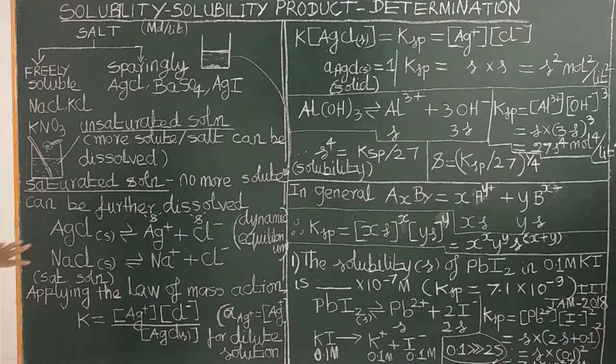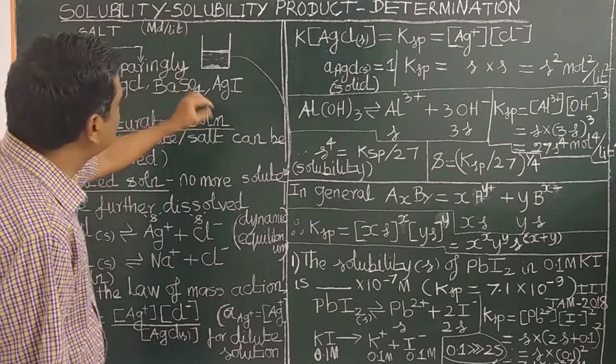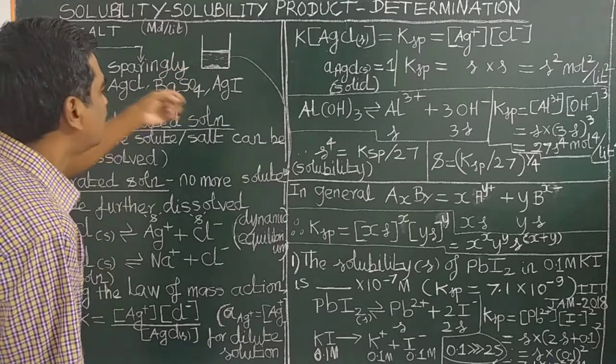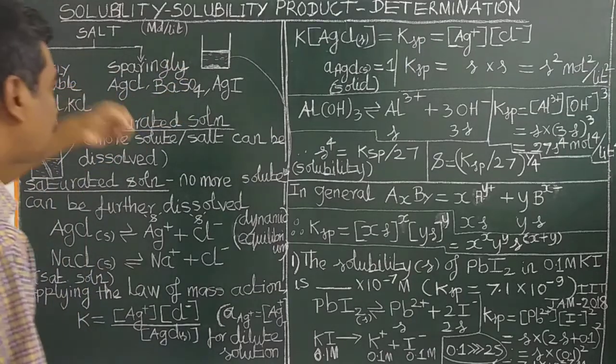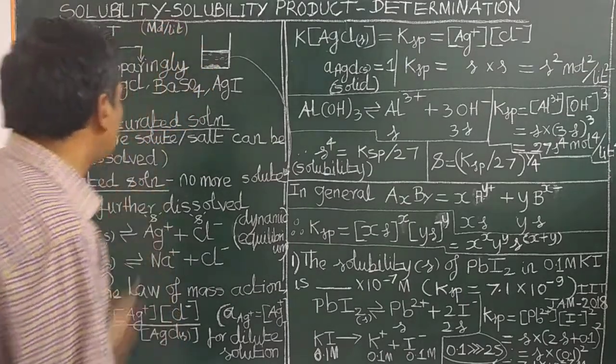Now, you can prepare saturated solution for highly soluble salt and sparingly soluble salt. In the case of highly soluble salt, more salt is added to prepare saturated solution. For example, in the case of sparingly soluble salt, a pinch of salt is required to prepare the saturated solution.